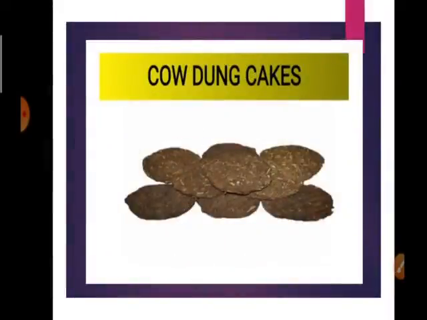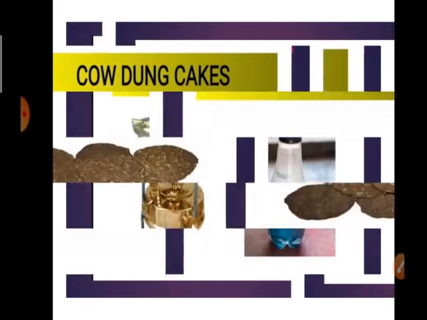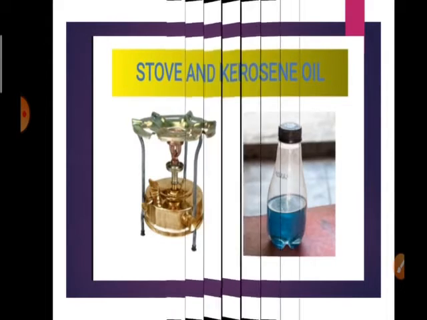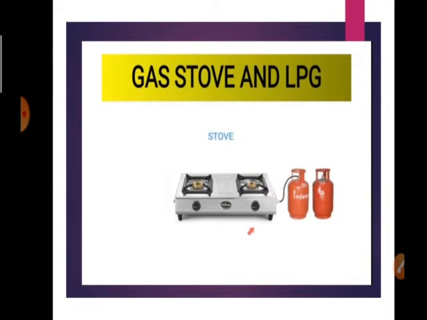The next picture you can see here is of cow dung cakes. These are also used in chulha as a cooking fuel to produce energy for cooking. This is stove and kerosene oil. It means that kerosene oil is used as a cooking fuel in stove. This is another type of stove. It is called gas stove because LPG, liquefied petroleum gas, is used as a cooking fuel in this to produce energy.